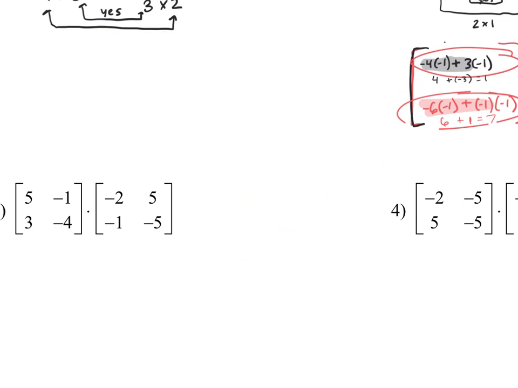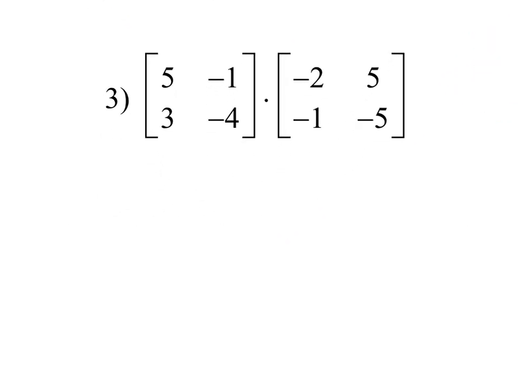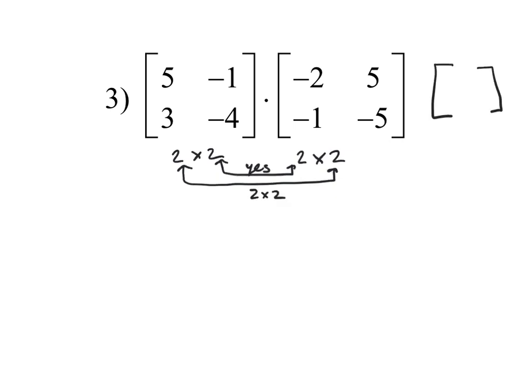Alright, let's go to number 3. What size is our first matrix? What are the dimensions? 2 by 2. We've got 2 rows, 2 columns. What about the second one? 2 by 2. Can we multiply these together? Yes. And what's our dimension of our answer going to be? A 2 by 2. So our answer is going to have 2 rows and 2 columns.